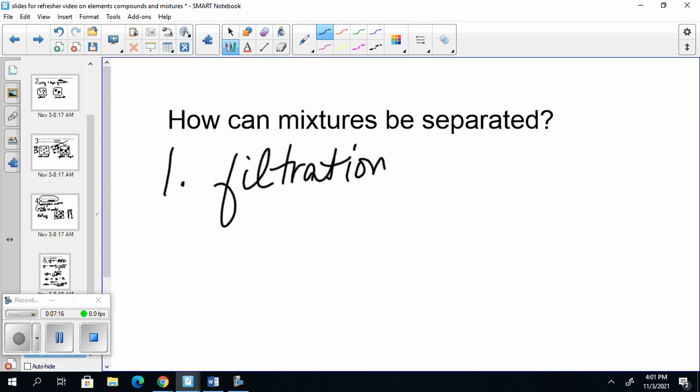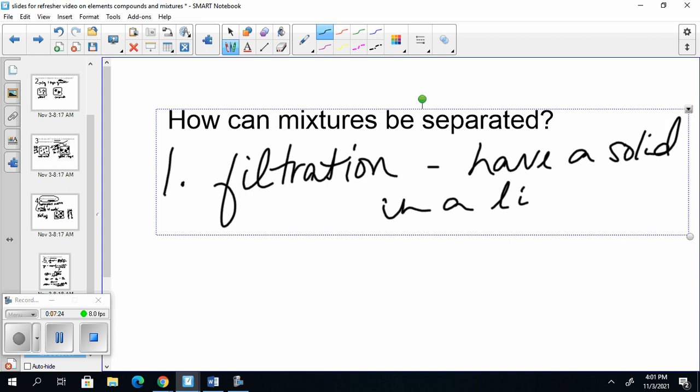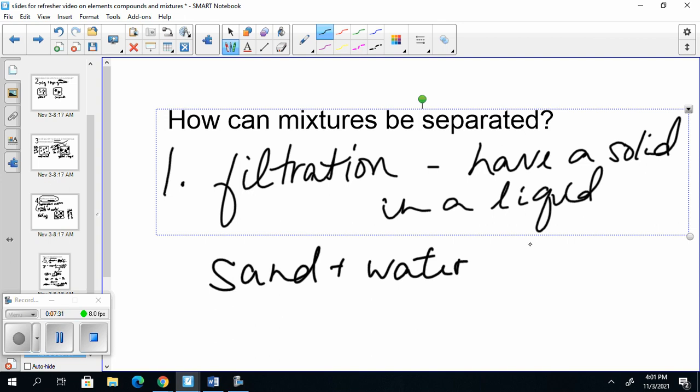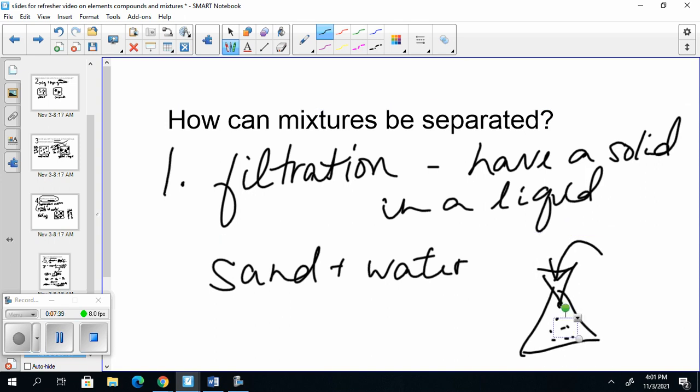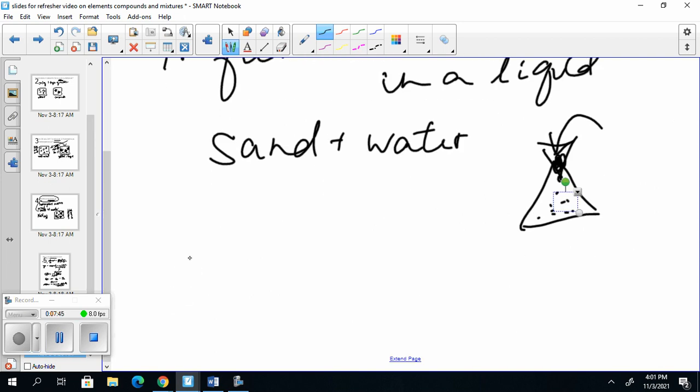The first way is filtration, and this is when you have a solid in a liquid. So if I have sand and water, I could set up a filtration. You set up a little flask, have a little funnel, pour it in, the liquid will come out here, and the solid will remain in here. So that's how you separate a solid that's in a liquid.